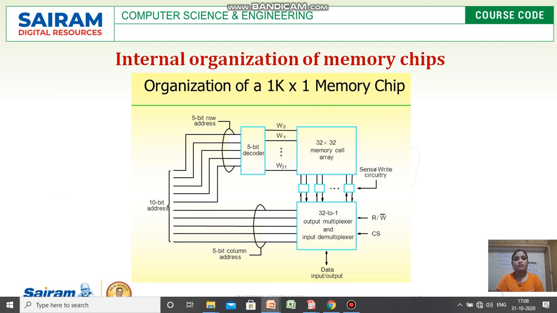So similarly, there was one chip. Similarly, here we have 1K into one memory chip. So this is the organization of 1K into one memory chip, where we'll be having the 5-bit row address and 10-bit address. So here we'll be having the multiplexer and the demultiplexer, and how the data lines and the address lines will be arranged in the array format, along with these two lines, same as in the previous diagram, read, write and CS, in order to select which operation is being performed, whether it is a read operation or write operation. And also CS tells us which part of the chip is being selected.